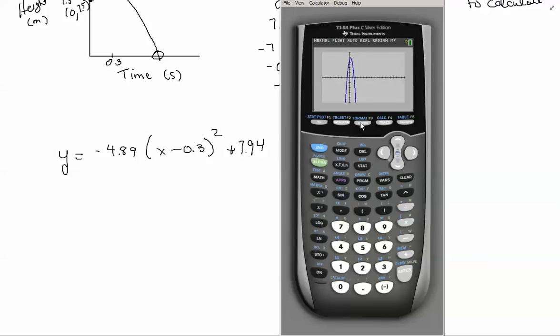I'm going to press zoom 6 just to set it to the standard window. Now we'll look at the graph again, and we're looking to find this zero. We don't consider anything on the left of the y-axis because that would imply a negative time. We can see that it goes up and comes down. Let's find our zero. Second, trace, number 2 is the zero. We're on the left side, press enter, move the cursor to the right side, press enter, and now it'll calculate.